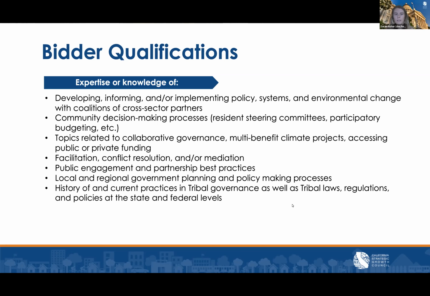And then for this next half of these qualifications, there's no year requirement associated with these, but what we're looking for from our proposers is having expertise or knowledge of the following. Developing, informing, and/or implementing policy, systems, and environmental change with coalitions of cross-sector partners, community decision-making processes, knowledge of topics related to collaborative governance, multi-benefit climate projects, and accessing public or private funding, facilitation, conflict resolution, or mediation expertise, public engagement and partnership best practices, local and regional government planning and policy making. And then this last one is history of and current practices in tribal governance, as well as tribal laws, regulations, and policies at the state and federal levels.